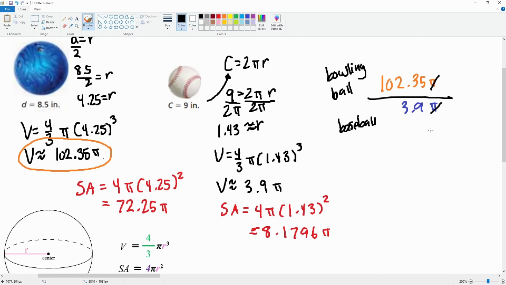All right, let's do 102.35 divided by 3.9. We get roughly about 12.5 baseballs that can fit inside that bowling ball.